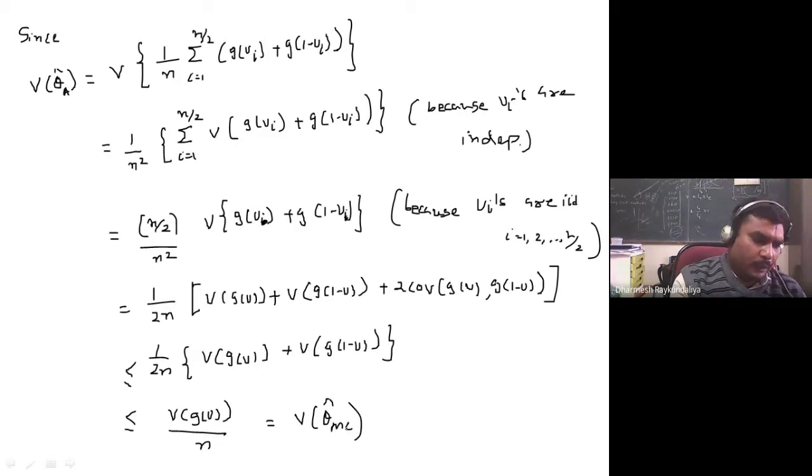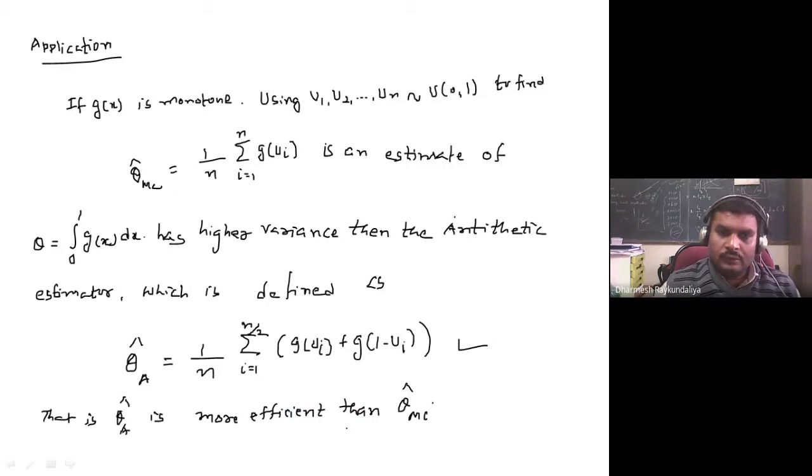So this we have proved. Now what do we do? We try to use this technique. We generate the uniform random numbers and then calculate g(u), then calculate g(1 minus ui), and we sum both and use that. So if n equals 100, we generate 50 of g of ui and 50 of g of 1 minus ui. We sum both and then take their average. Whatever estimate we are getting is nothing but the antithetic estimate of the integral. Okay.